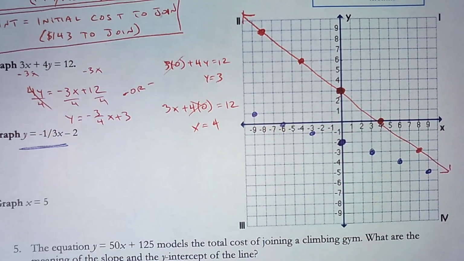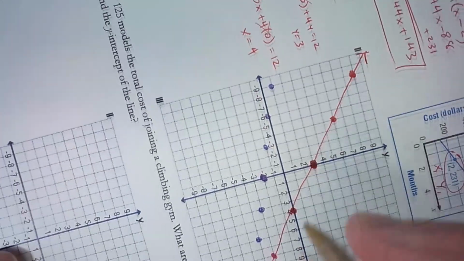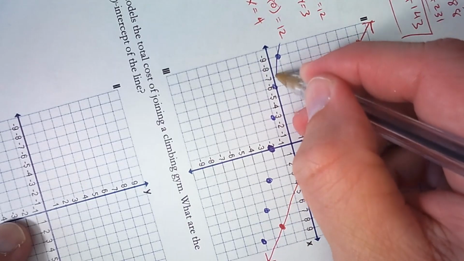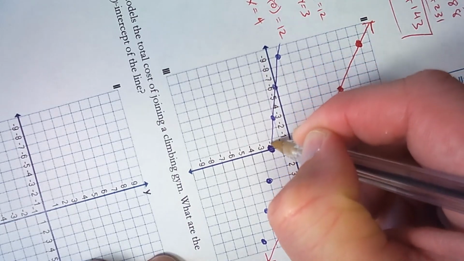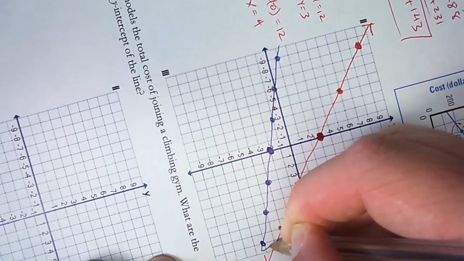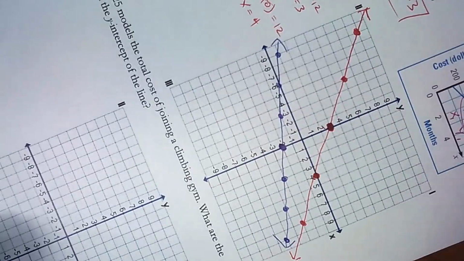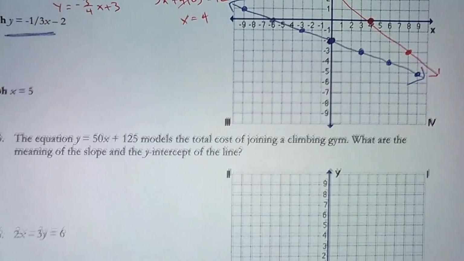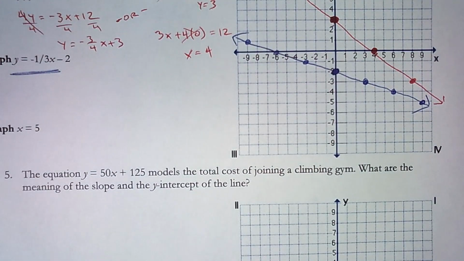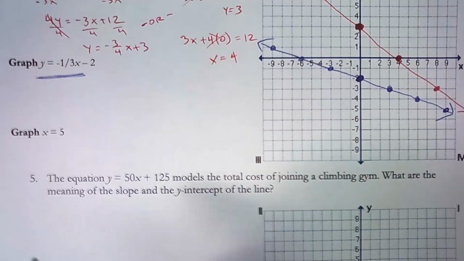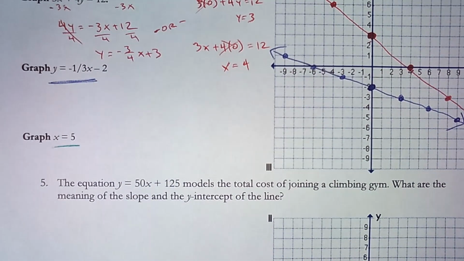And now I have fit as many as I can on this graph. So I'm going to connect all of my dots and put arrows on both ends. And for the last one, I'll go green.